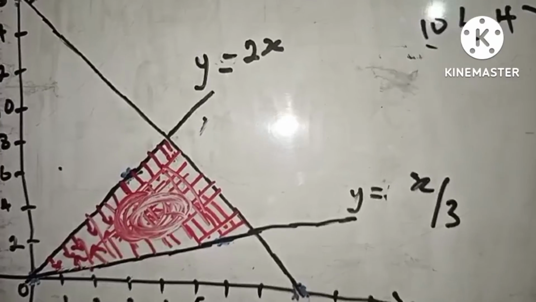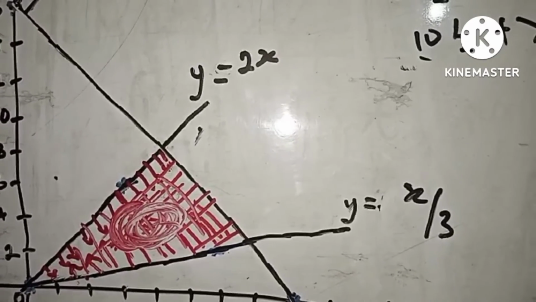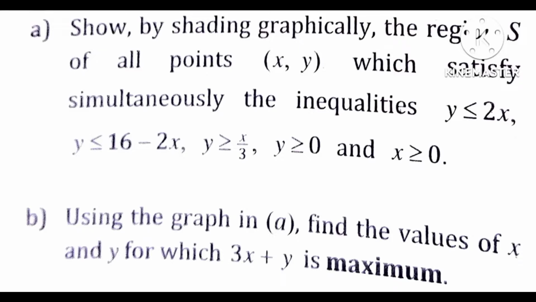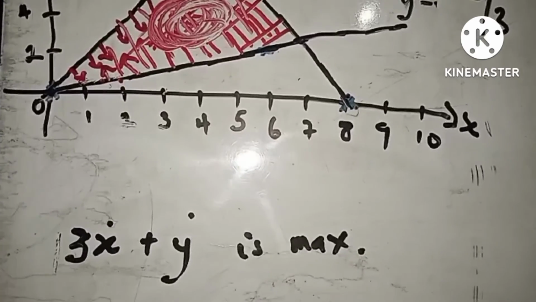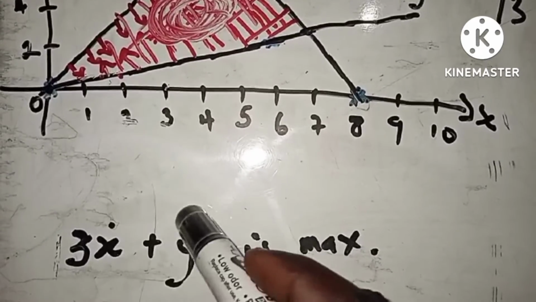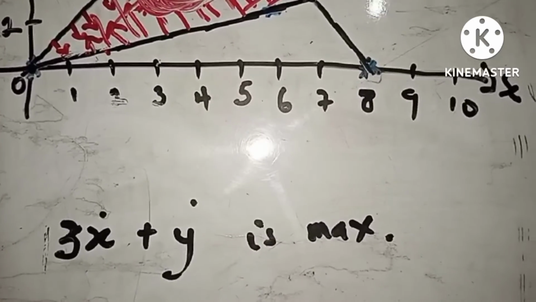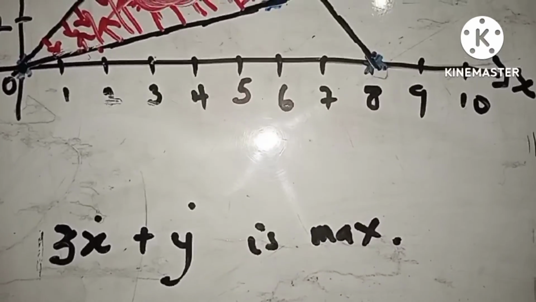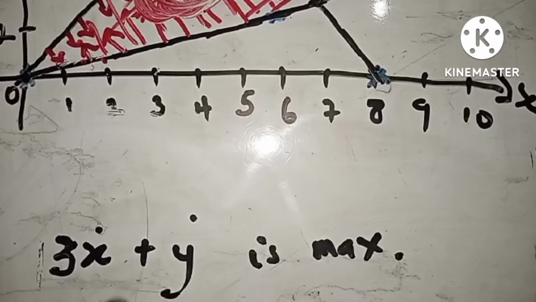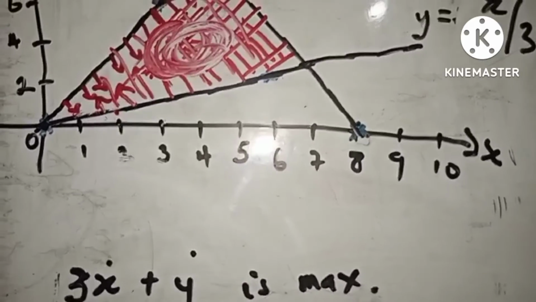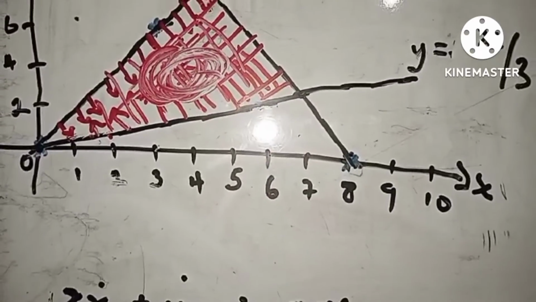Now let's see the second part of this question. That says that you should find the maximum based on a certain expression. We are asked to find the values of x and y for which this 3x plus y is what? A maximum, right? So you want to know the values of these two variables such that the expression here will be a maximum. The way of solving this is that you have to deal with the vertices.